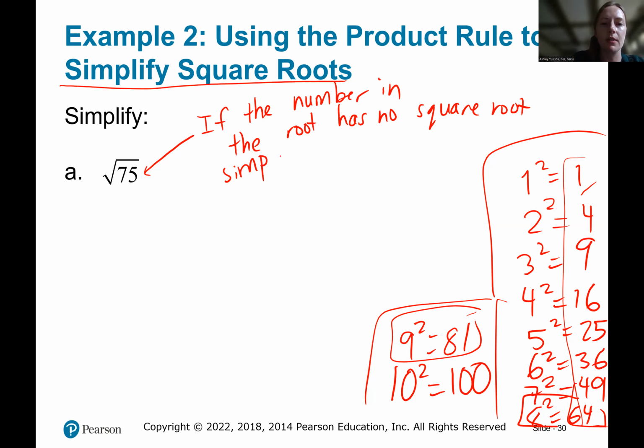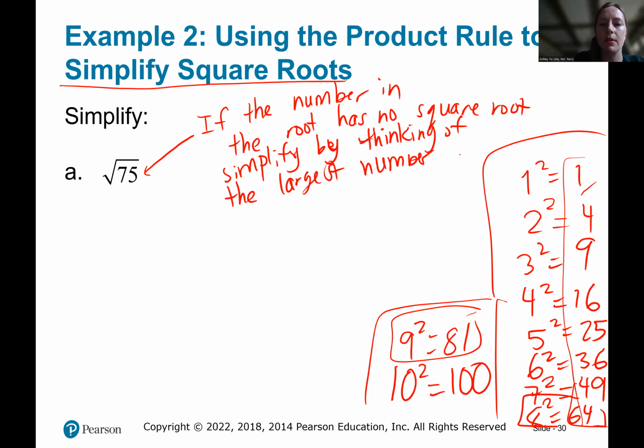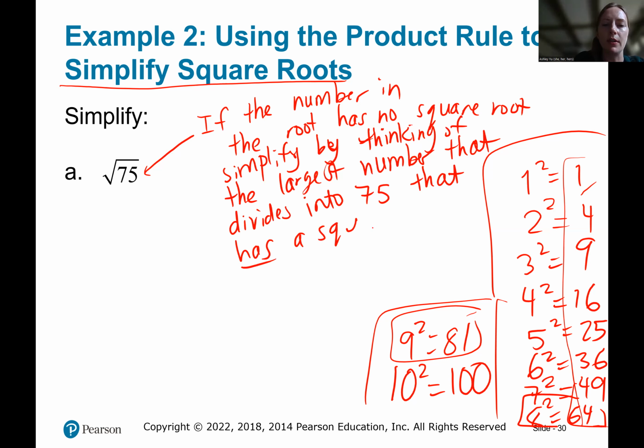Simplify by thinking of the largest number that divides into, in this case, 75, that has a square root.